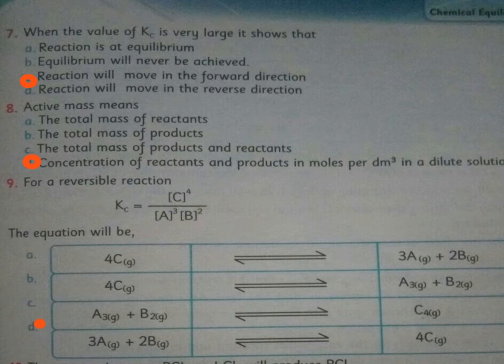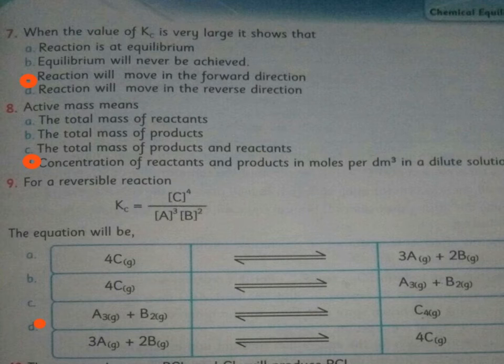The first one is the total mass of reactants. No, it doesn't only relate with the mass of reactants. The second one is the total mass of products. No, it doesn't relate with the mass of products. The third one is the total mass of products and the reactants. No, it isn't about the mass of the products and reactants.